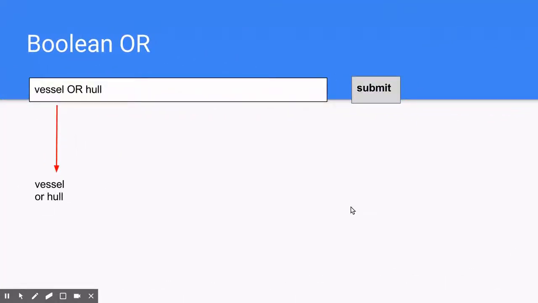In terms of or, that's very straightforward at vessel or hull, because we found out that hull length was something that was often used in the literature, and so we didn't want to miss out on the word hull and just limit it to vessel.